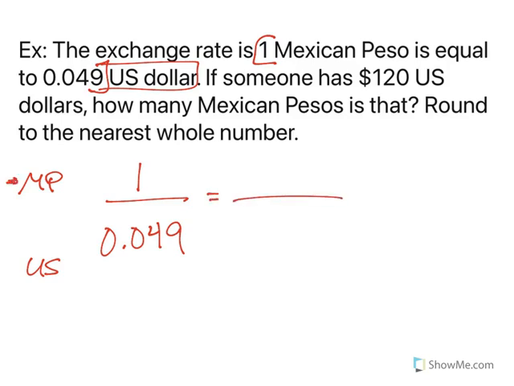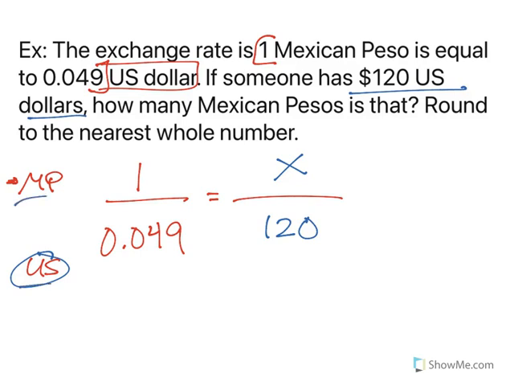So for the second one, I have 120 US dollars. Well, US is in the denominator, so 120 comes to the bottom, and that means we're finding the unknown Mexican pesos in the numerator. You have to make sure you are staying consistent: all Mexican pesos on top, all US dollars on the bottom. Now, when you are setting up proportions, there are multiple ways of setting these up correctly. As long as you are being consistent, that is what matters.